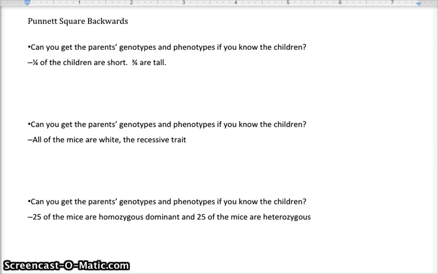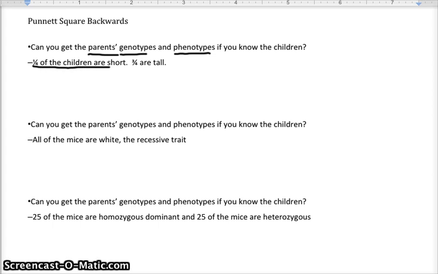What if you were given a whole set of children, a whole set of mice or something, and you needed to find out what the parents were for whatever reason? You had to find out what kind of genes the parents had. So what we're going to do is give you some practice problems here, and all you're going to do is find the genotypes and phenotypes of the parents.